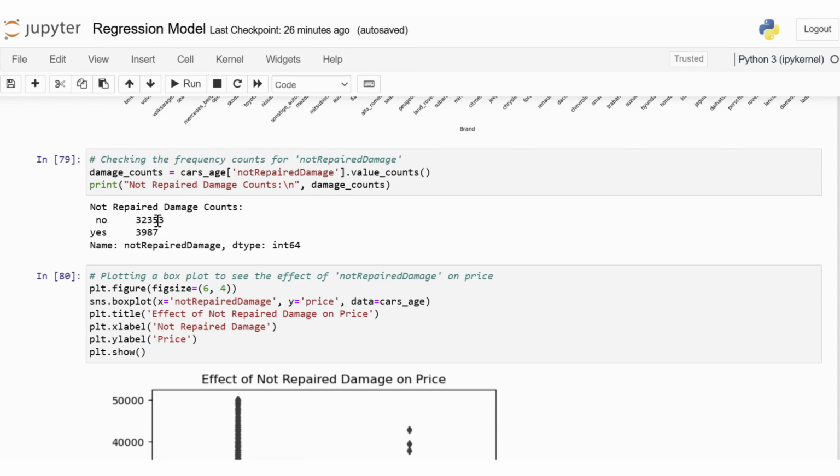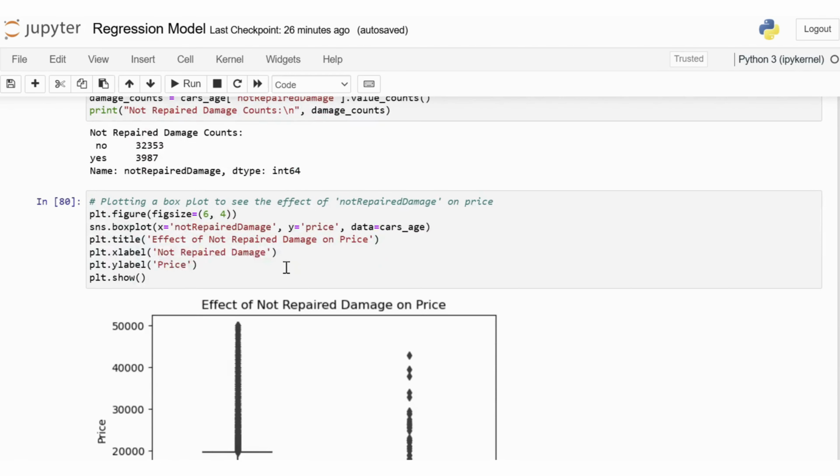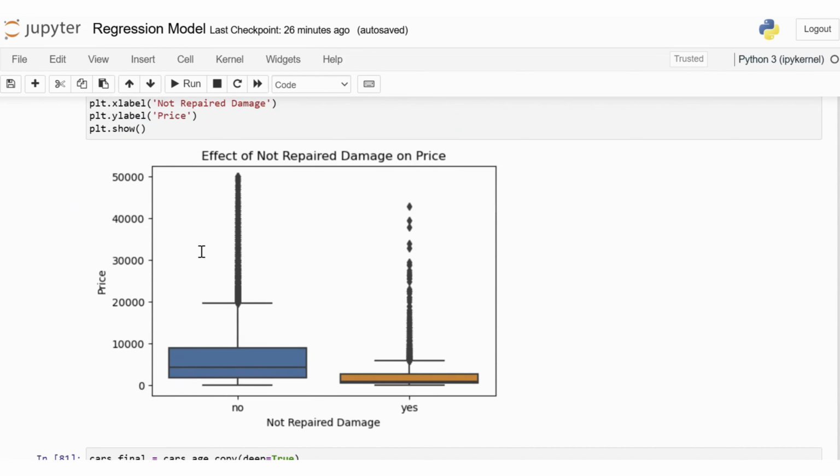32,353 records indicate that the damage has been repaired. And 3,987 records indicate that the damage has not been repaired. Now, let's plot a box plot to visualize how the not repaired damage variable affects the car price. From the box plot, we can observe, no, representing damage repaired cars where the damage has been repaired tend to have a higher price range.